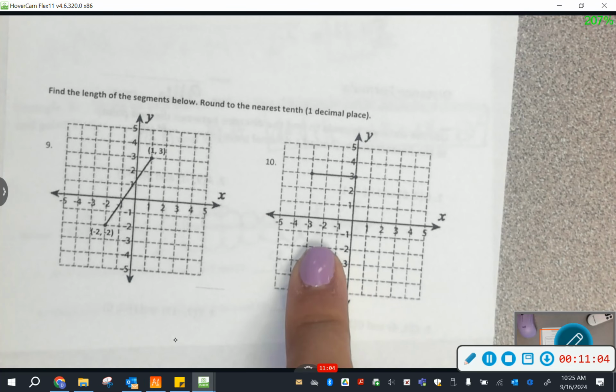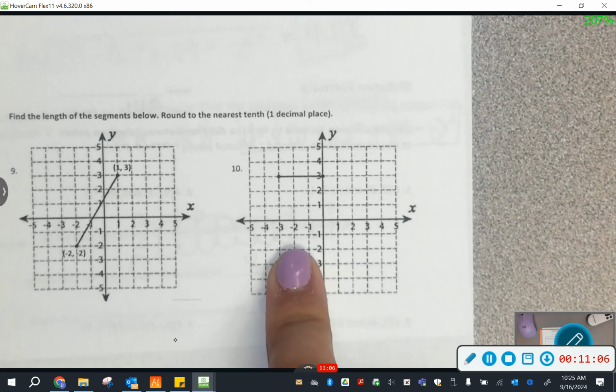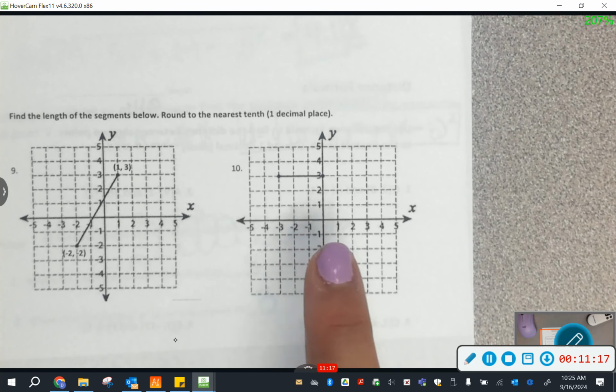Y'all, this is the only problem on the whole thing you don't have to show work on. Think about how you would get the distance here without showing any work. A lot of people have gotten confused.